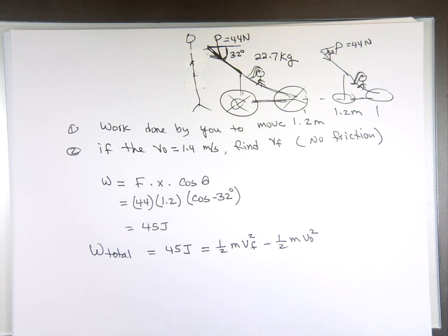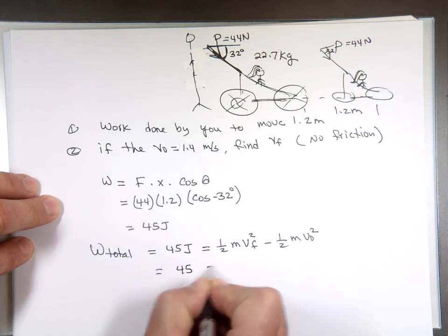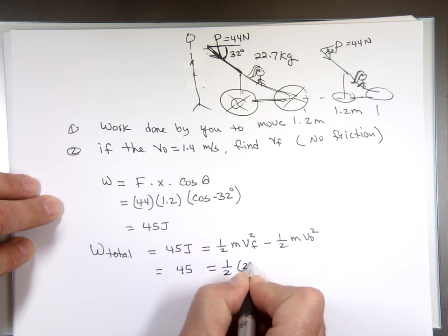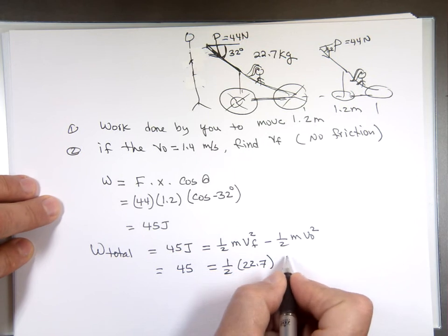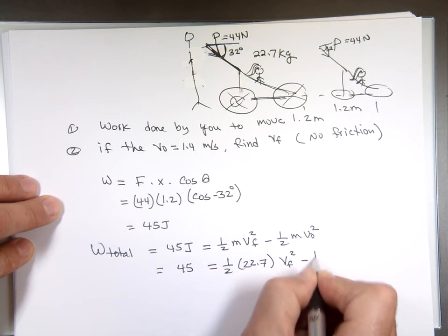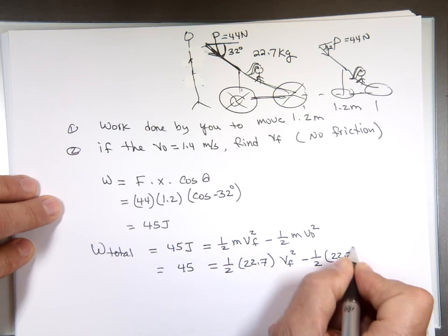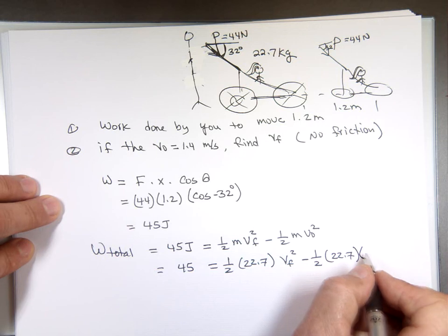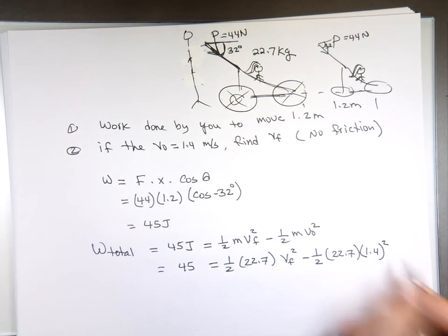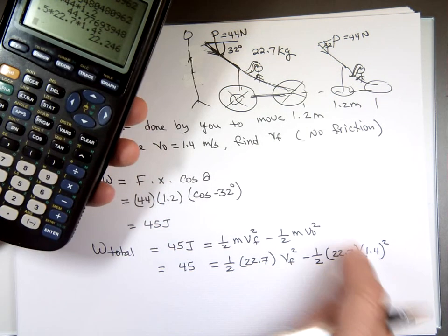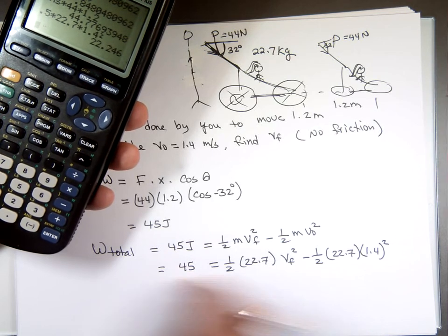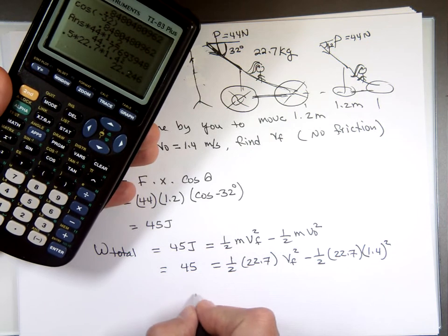Let's plug in the numbers. 45 equals 1/2 times 22.7, not 27, times final velocity, which I'm looking for, minus 1/2 times 22.7 times initial velocity squared. Initial velocity was 1.4. 0.5 times 22.7 times 1.4 squared. That number here at the end is negative 22. When you bring it to this side, it becomes what? Plus 22. So if I take this one to this side, I'm going to add 22 to this, and that'll be what? 67.